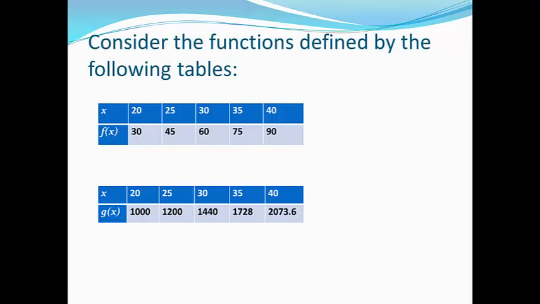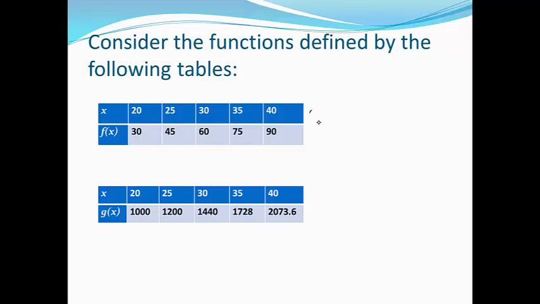We know that these represent functions because each input uniquely defines its output, and with a table of values, to determine if it represents a function, you should first look at the input values to see if any repeat. And they both have the same input values of 20, 25, 30, 35, and 40, which do not repeat, so they clearly uniquely define their output.